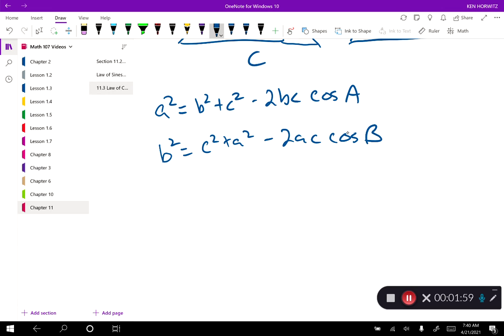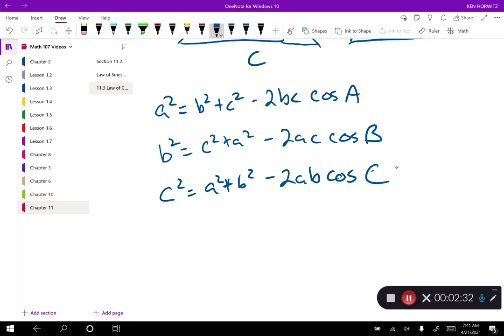I would use b squared equals c squared plus a squared minus 2ac cosine of angle B. Or let's say I'm looking for c squared, or c. I can do a squared plus b squared minus 2ab cosine of C. So there are basically three different versions of the same formula, but you're going to use the one that you need depending on A, the information you're given, or B, what you're looking for.